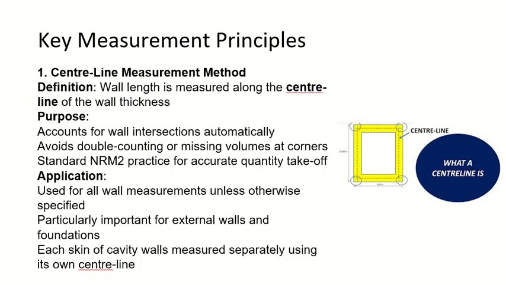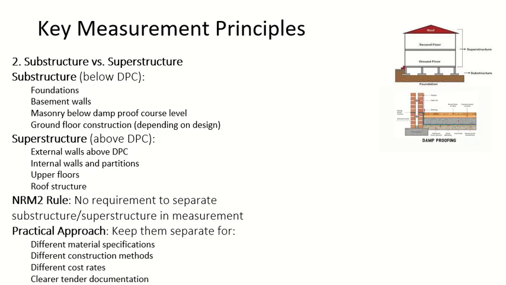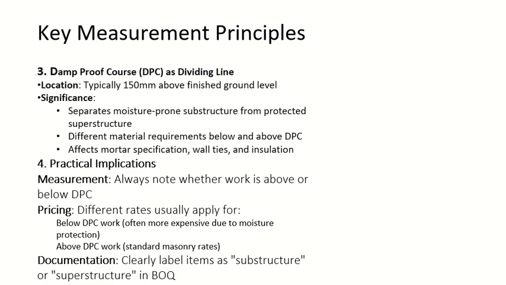The main thing is you have to take the center line and measurements, and then the dividing line between them is called DPC, the damp proofing course. Everything above it is superstructure, everything below is substructure, and the material and the technique can be different for these two items.